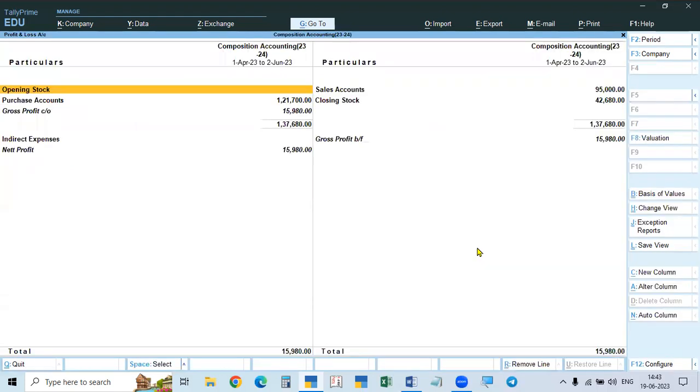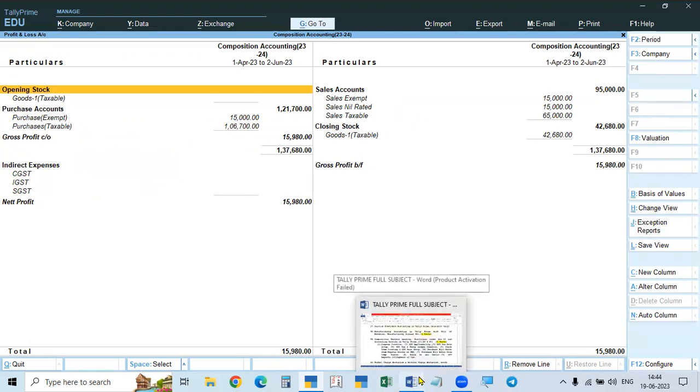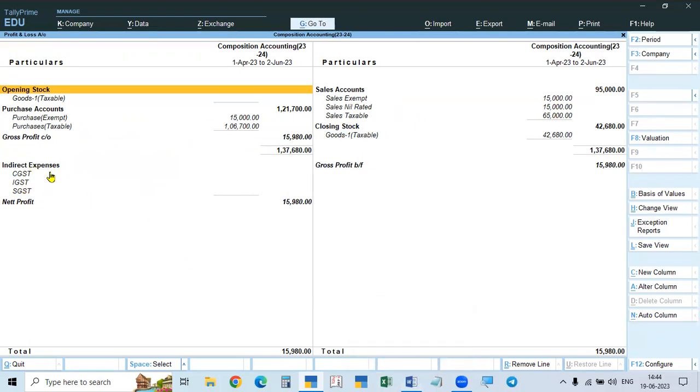You see, in the profit and loss account, Alt F5 or Alt F1 is the key for the detailed format. Here you see sales, exempt, nil-rated, taxable are all shown separately. Okay. And the CGST paid on purchases is not shown separately. It is directly added to the taxable purchases. But when you pay the tax from our pocket, that will be shown separately in the CGST and SGST ledgers, and they will be shown in the profit and loss account as indirect expenses.